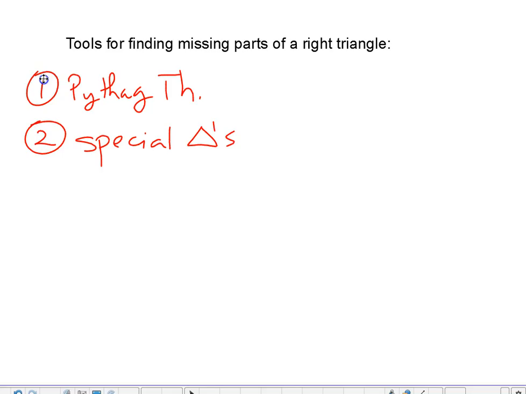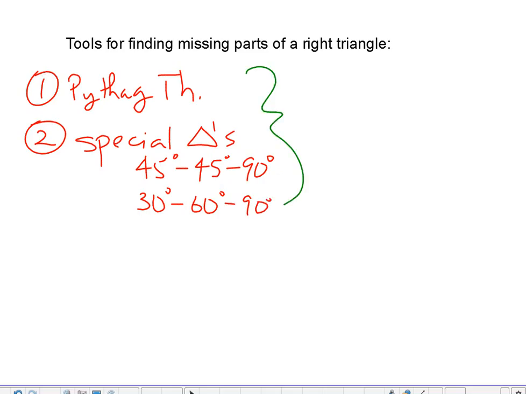Okay, the 45, 45, 90. And the 30, 60, 90 right triangle. Now, both of these are tools to find missing sides in a right triangle, okay?